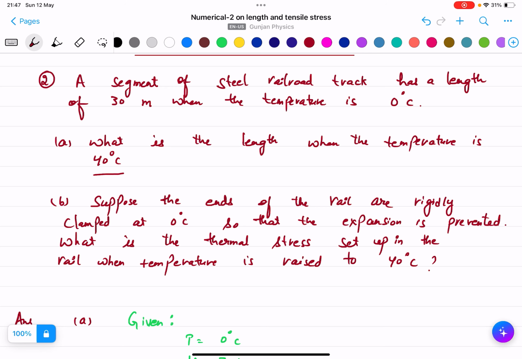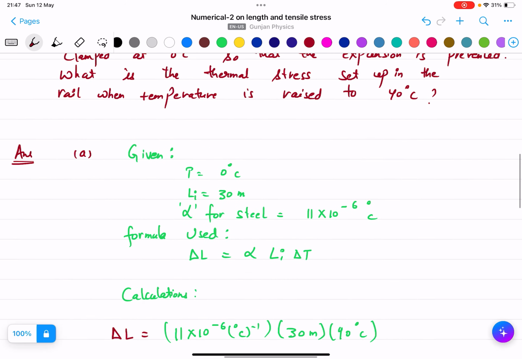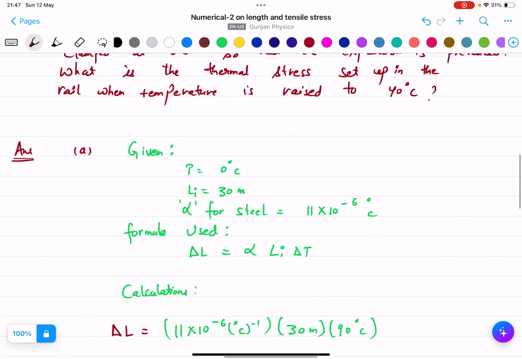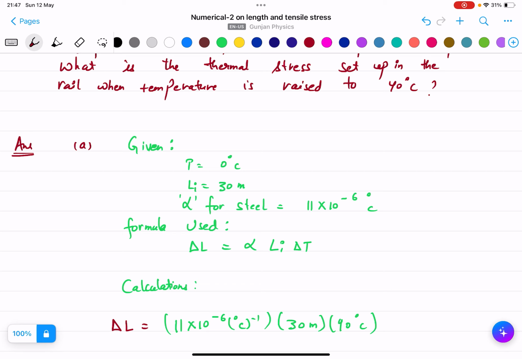Okay. So we will solve the first part first. So here the given is Ti equals 0 degrees Celsius. Li is 30 meter, which is given to you. And alpha for steel. So there will be a table which will be given to you in exams, which will be having all the values of alpha and beta. So you need to pick the value. So here I am just giving alpha for steel is 11 into 10 to the power minus 6.